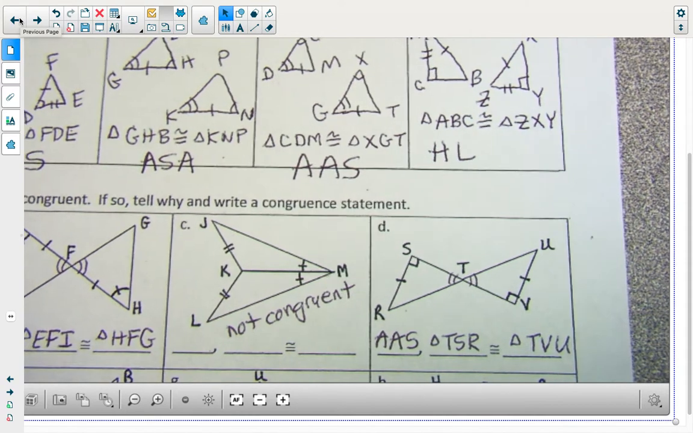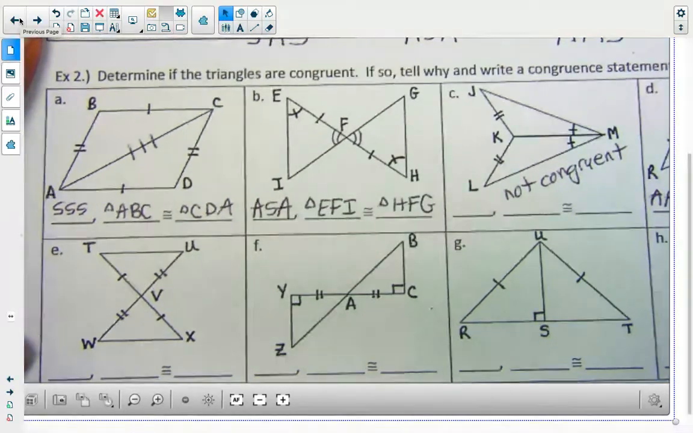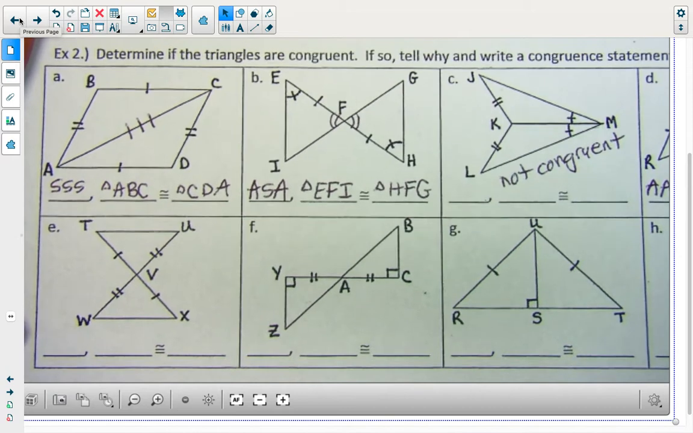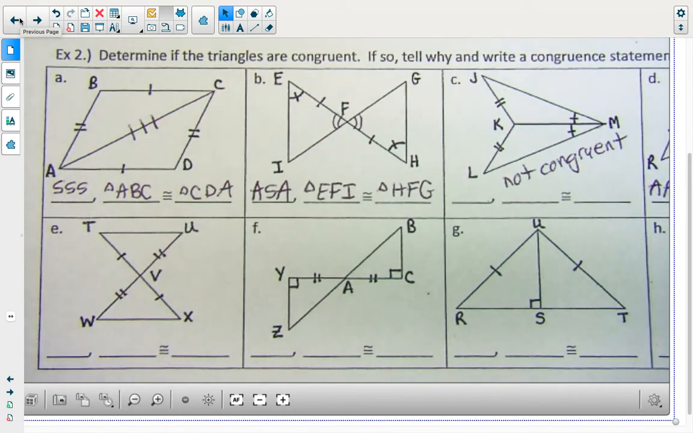All right, we'll take a look at a few more on the bottom row here just to make sure we had enough examples in practice. So remember, there are 5 options that you have: side, side, side; side, angle, side; angle, side, angle; angle, angle, side; or hypotenuse leg. Those are the only 5 options that you have. We can't make up anything else. We have to use one of those 5 options.